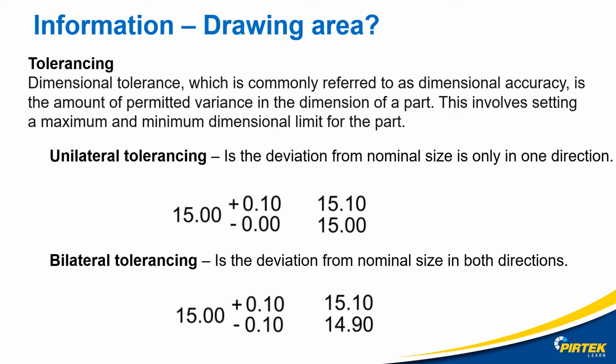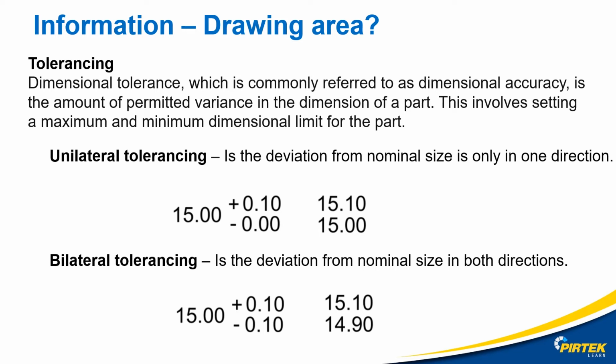Tolerancing. Dimensional tolerance, which is commonly referred to as dimensional accuracy, is the amount of permitted variance in the dimension of a part. This involves setting a maximum and minimum dimension limit for the part. Let's have a look at unilateral tolerancing. This is the deviation from a nominal size, but only in one direction. Here we have a nominal size of 15 millimeters plus 0.1 millimeter minus 0. So we have a unilateral tolerance.